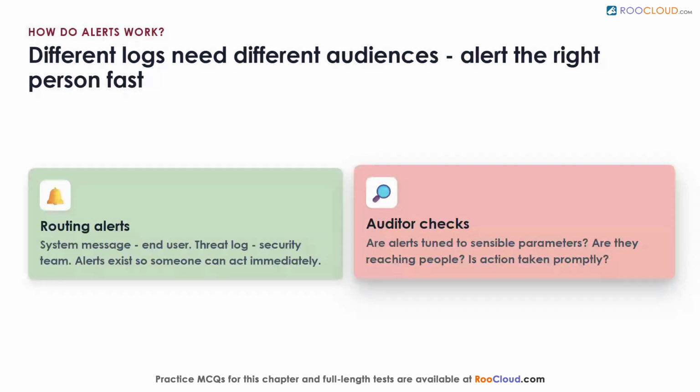As an auditor, you check 3 things. Are alerts tuned to sensible parameters? Are they actually reaching people? And is action taken in line with how critical the alert is?